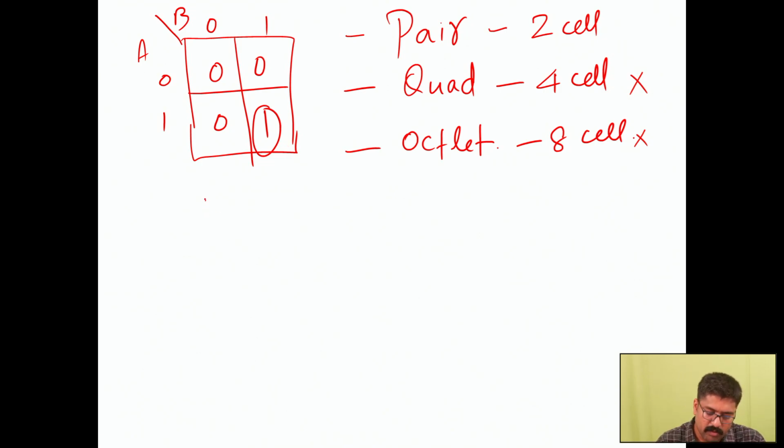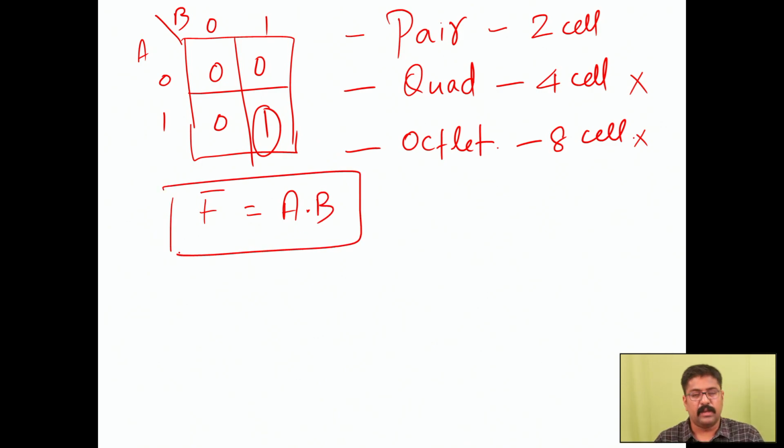Okay, now how to write the expression? F is equal to, or Y equal to, this is corresponding to A, it is A, and the corresponding B expression is B. So F is equal to A dot B.